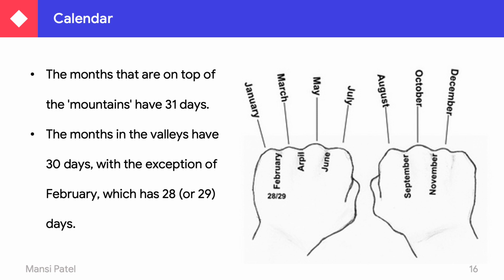Now, the months in a valley have 30 days except February. In February only there are 28 or 29 days. So which months are in the valley? April, June, September, and November. These 4 months have only 30 days in a year.